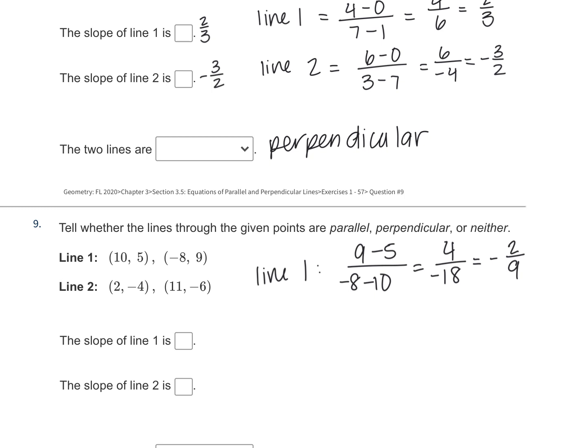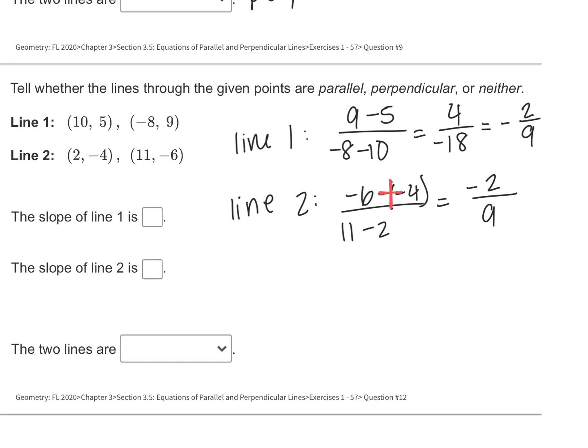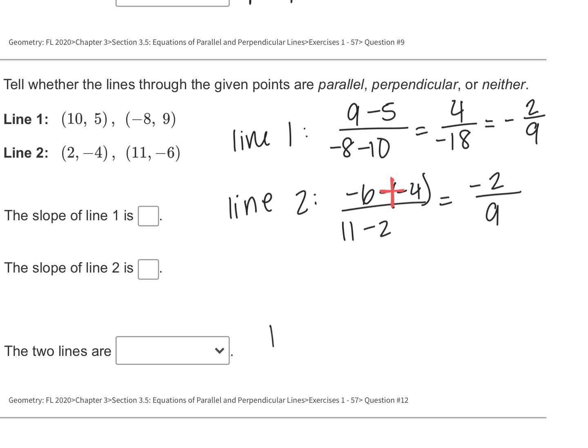And then looking at the next one, I have line 2. I'm going to have negative 6 minus negative 4 over 11 minus 2. I'm going to change this to a plus symbol. And I'm going to get negative 2 over 9. And what kind of lines are these? Parallel, same slope. Questions on these ones?